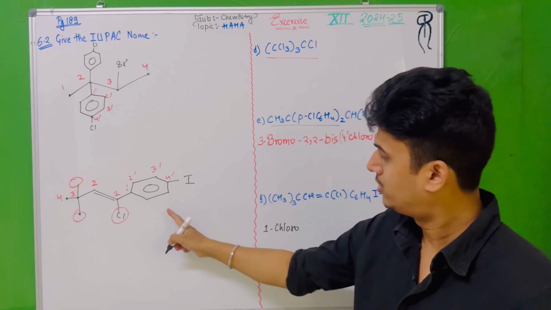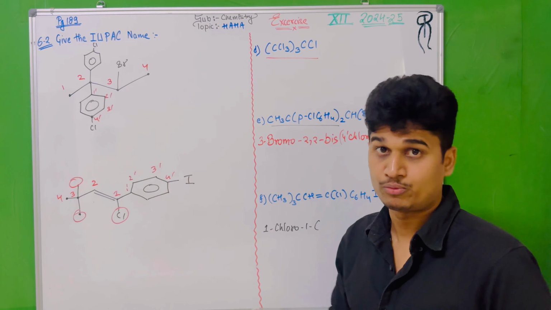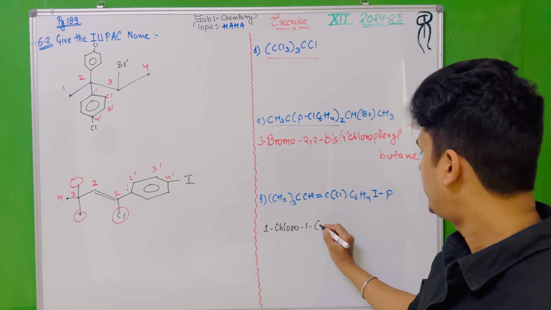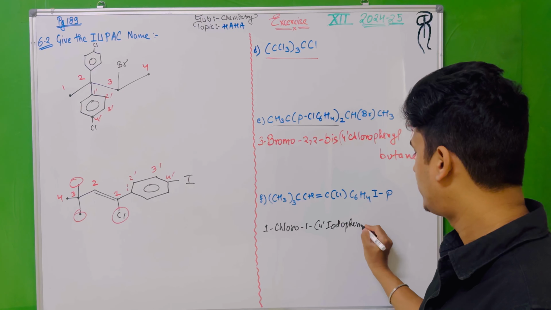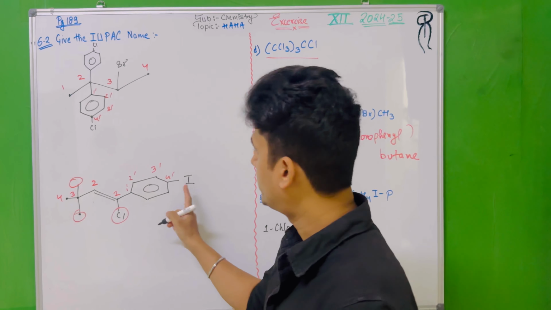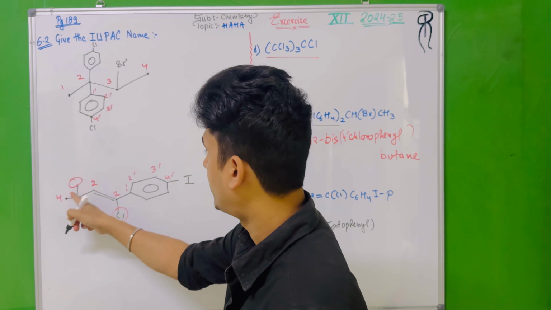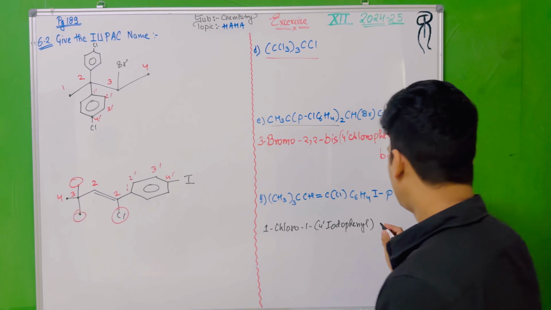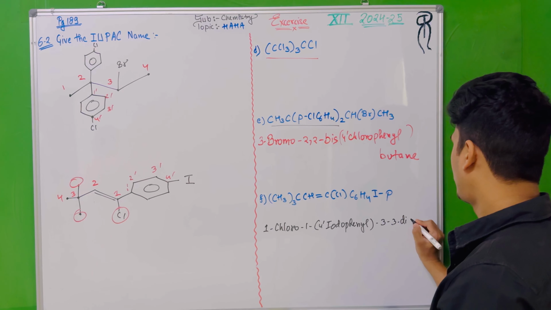Now at the one position we have again a big group, so we put it in a bracket. So 4 dash iodophenyl. I told you already, when we use a benzene ring as a branch we use the word phenyl. So 4 dash iodophenyl. This is over. Now go to the third branching. At the third position we have 3,3 dimethyl.